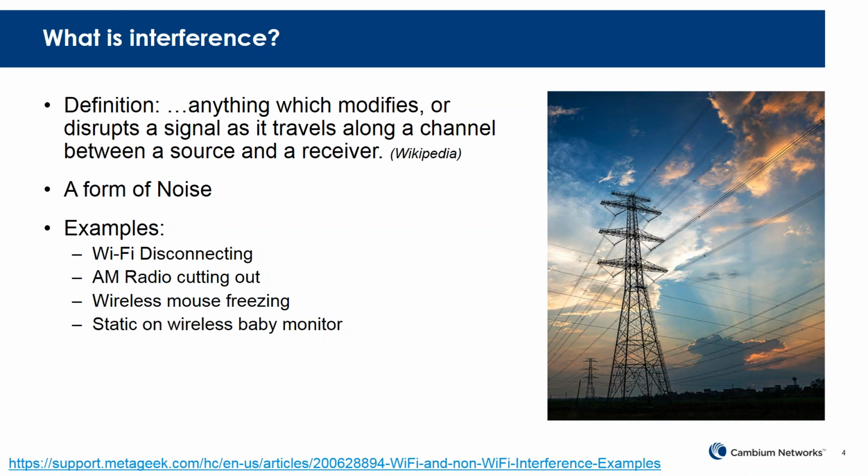If you ever drive underneath power lines and you're listening to the AM radio station, you'll notice your AM radio station will cut out. You have a wireless mouse or a keyboard and it freezes. If it's not the batteries going dead, it's probably some form of interference. And then another example is maybe static on a wireless baby monitor. These are all examples of possible interference on wireless.